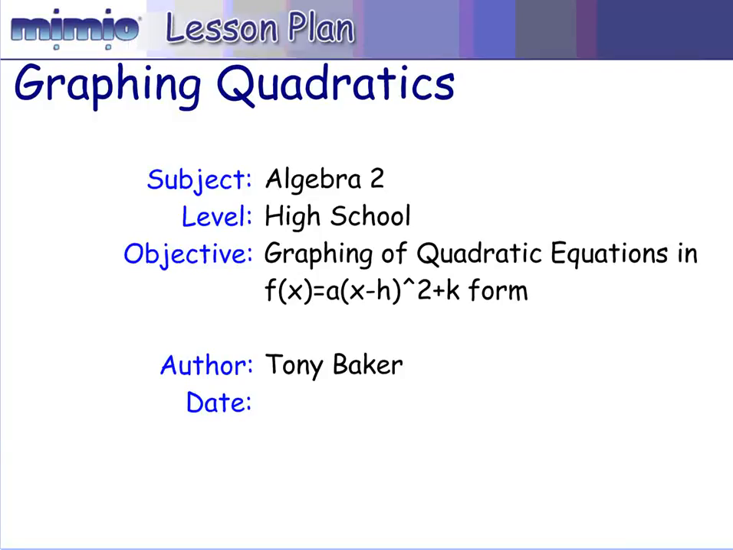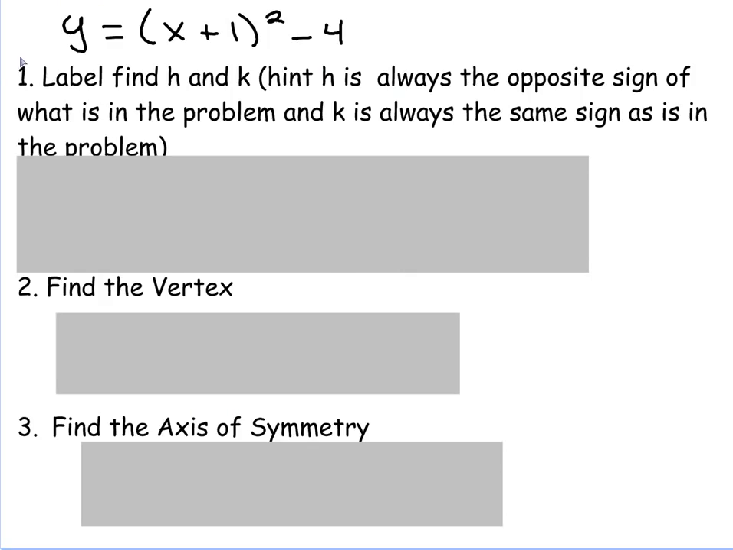This is a review of how to graph quadratic equations in the vertex form, which is y equals a parentheses x minus h squared plus k. Our example today is y equals (x plus 1) squared minus 4. First thing we're going to do is label the h and k.